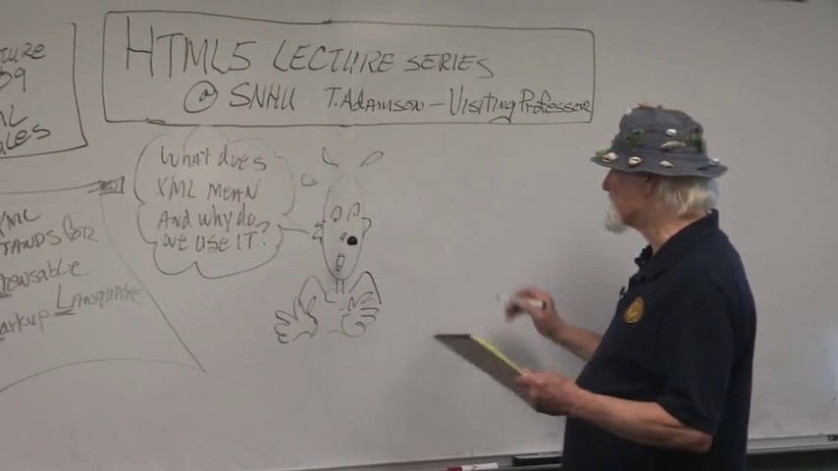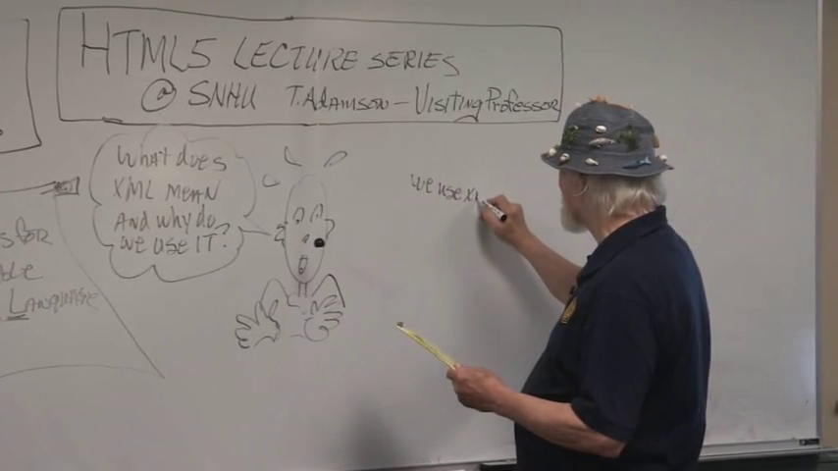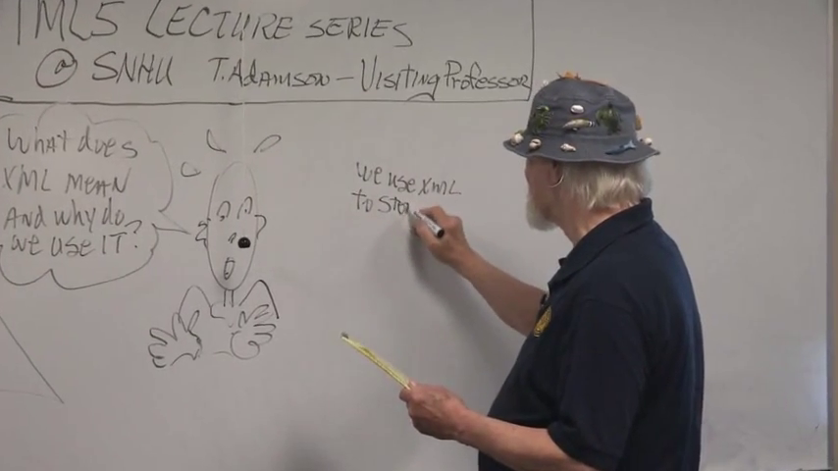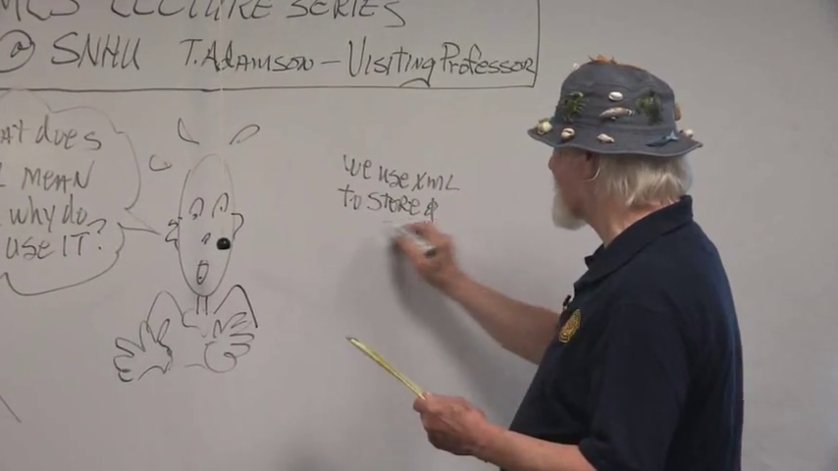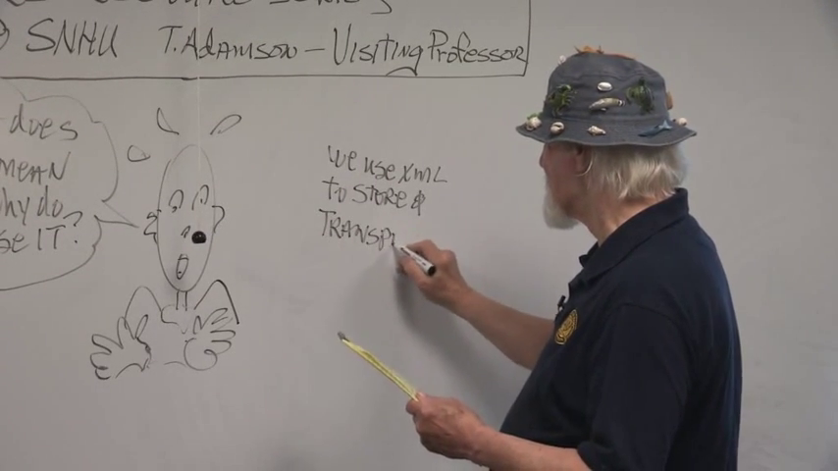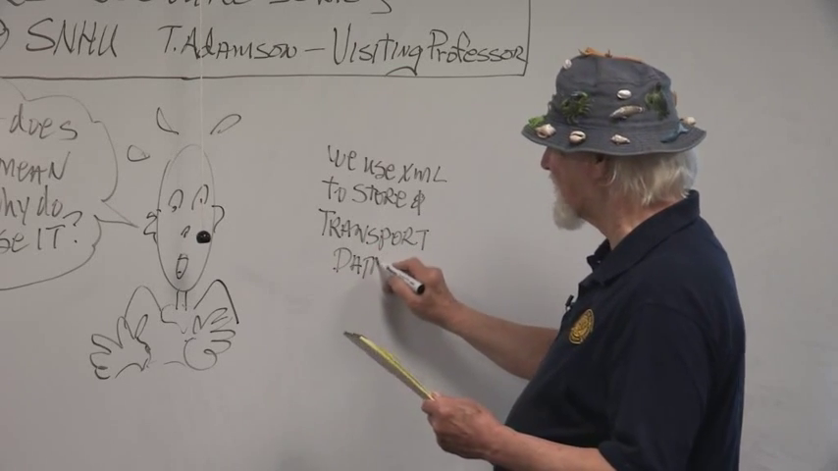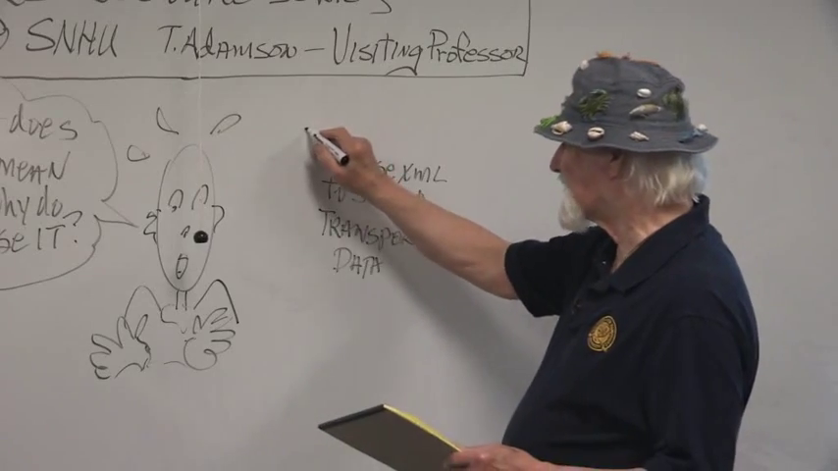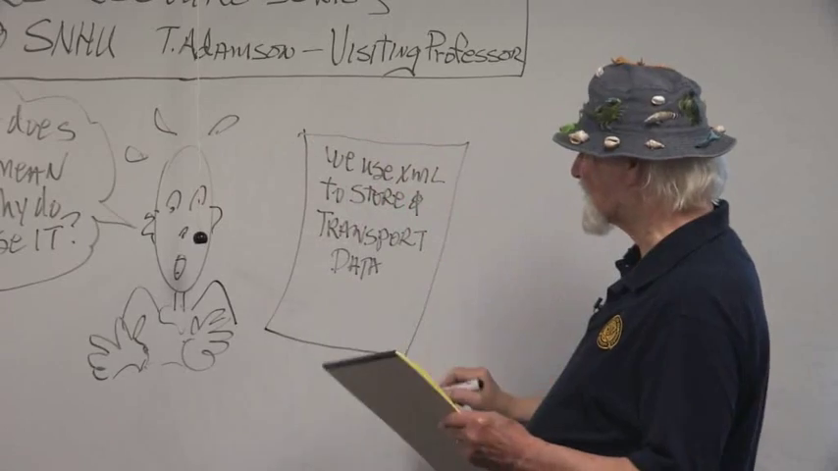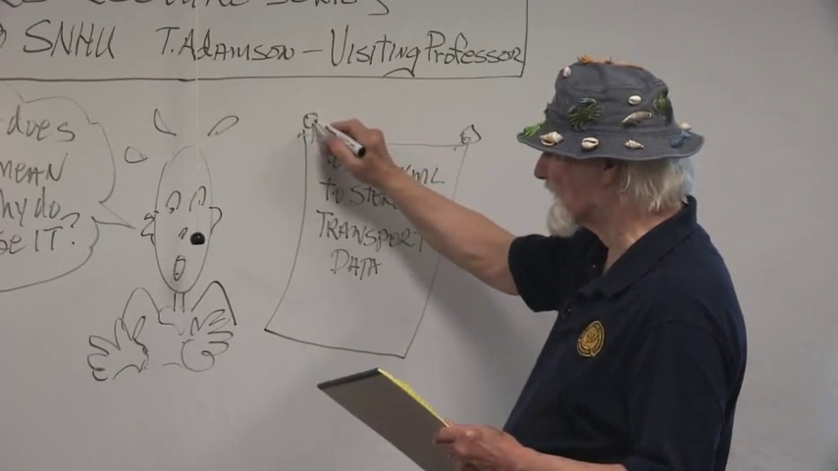Why do we use it? We use XML to store and transport data. Remember, we gave an example of that, and that's why the W3C came up with it as a recommendation. There's another sticky note, and to make sure it stays there, we'll use these little board pins right there.